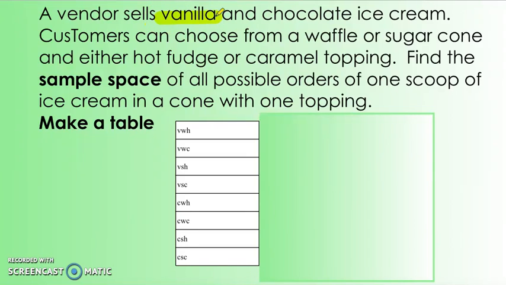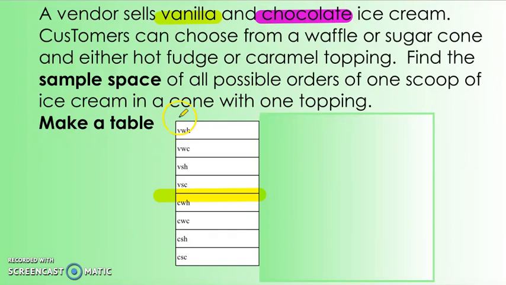one of the choices, and in this case there's vanilla or chocolate, and notice I have separated them. So vanilla is at the top and chocolate's at the bottom. If you're going to have an ice cream cone, you've got to have some kind of ice cream that goes in it, and there's only two choices at this place, vanilla or chocolate. So V I put for vanilla, C for chocolate. And then it says customers can choose from a waffle or sugar cone, and then hot fudge or caramel topping.